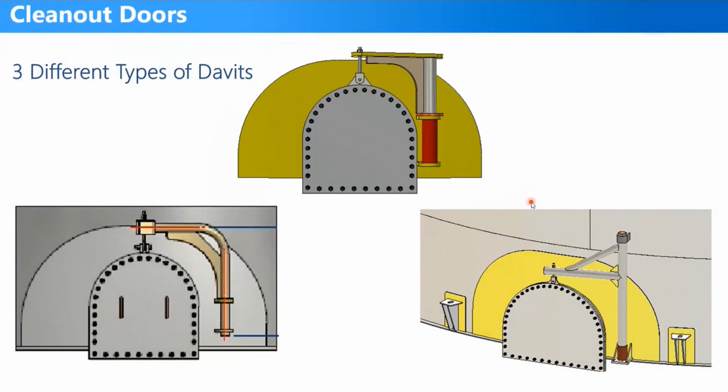Here for the clean-outdoors, there are three different types of cover hinging, so you can select the suitable davit for the clean-outdoor based on its size. For small sizes, you can use this type. For mid sizes, you can use this type. For large sizes, you can use this type of davit.